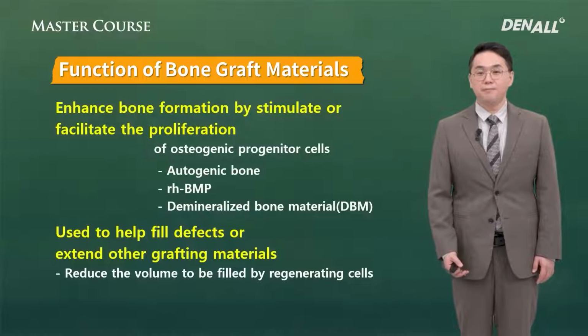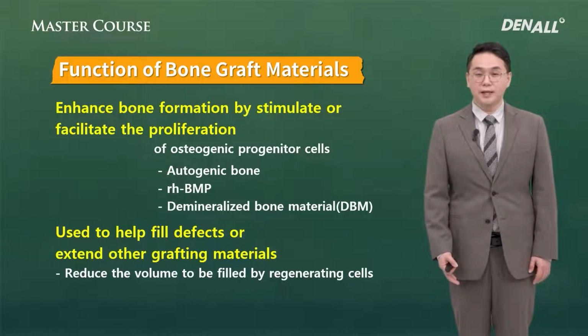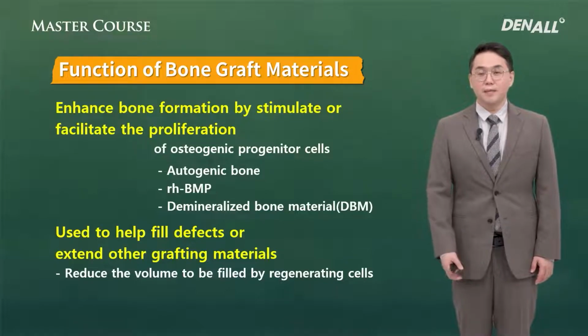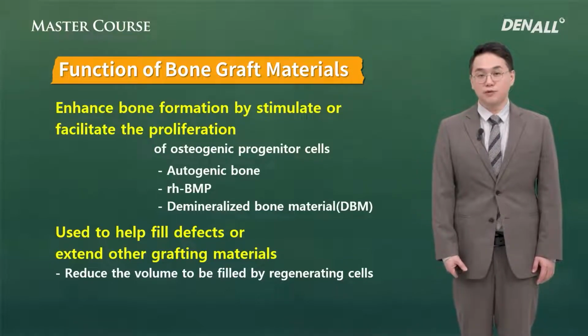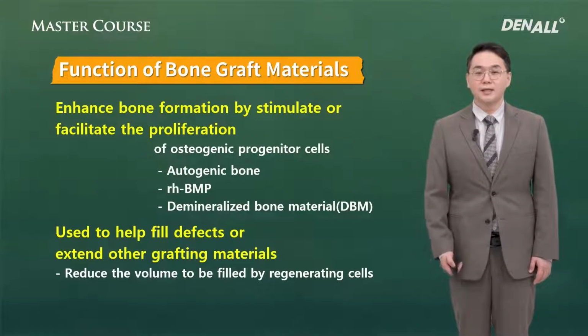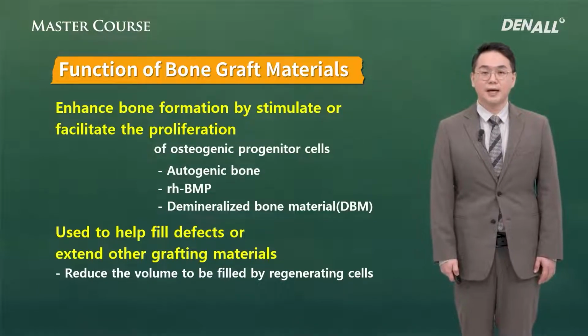If you use a certain bone graft material like TFTBA with higher BMP contents, you can differentiate mesenchymal stem cells into osteoblasts, but that role is minimal.